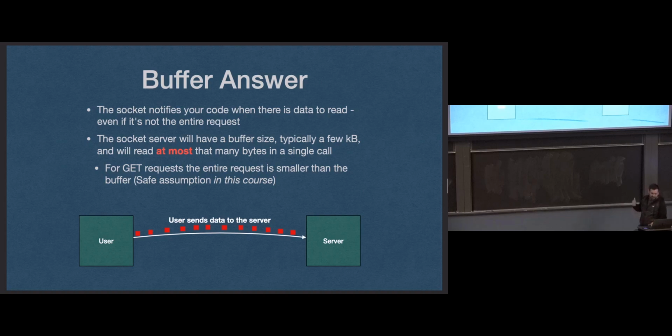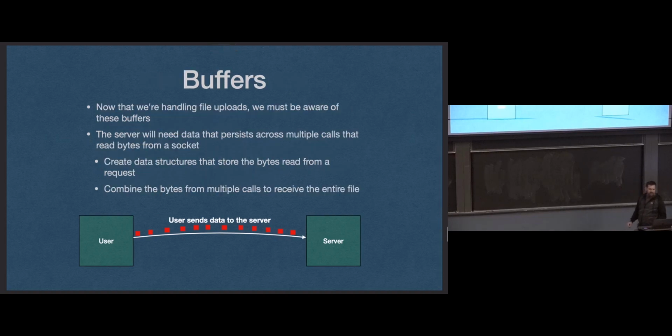At most, I think I've said that enough this lecture. For your GET requests, I didn't mention buffering for homework 1, so it was always safe to assume you read once, you get the whole request, and that's it. For POST requests, especially for image uploads, not the case anymore. So how do we handle this? We know we're going to go to the TCP socket and ask for bytes multiple times, but how do we actually do this? What do we do?